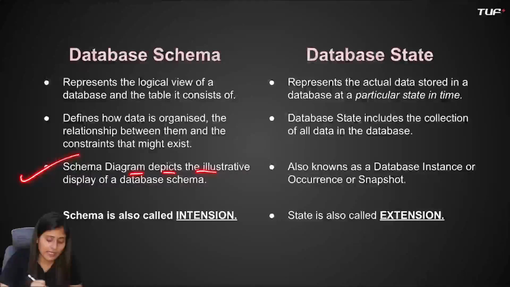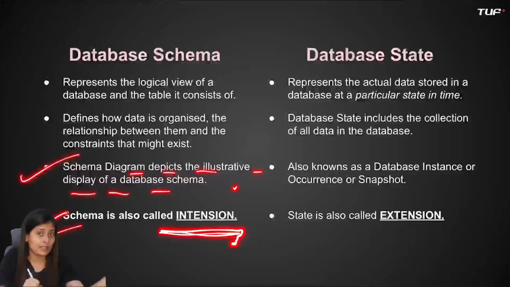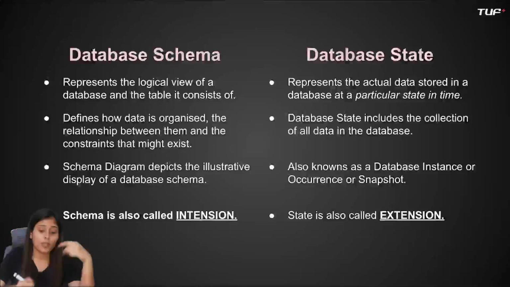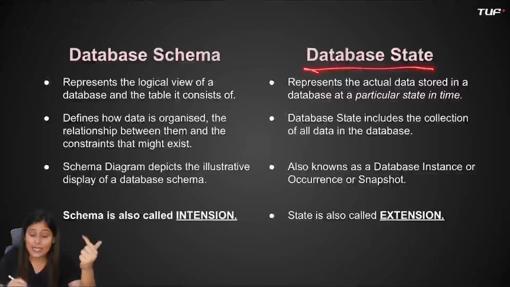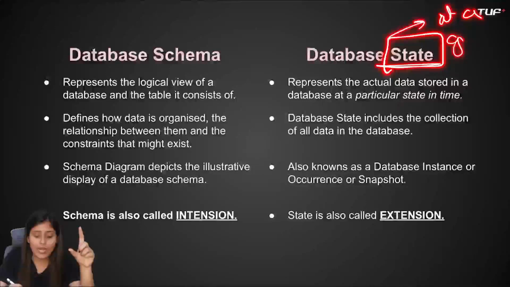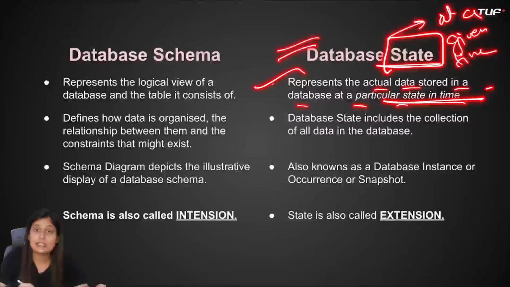A schema diagram depicts an illustrative display of the database schema, and it is also called intention. So the database intention which we saw just 2 slides back is the logical representation of the data or the relationship between the entities, not the actual data. But when we talk about database state, it is the database view at a given time. It represents the actual data stored in the database at a particular state in time. That is why it is called database state.